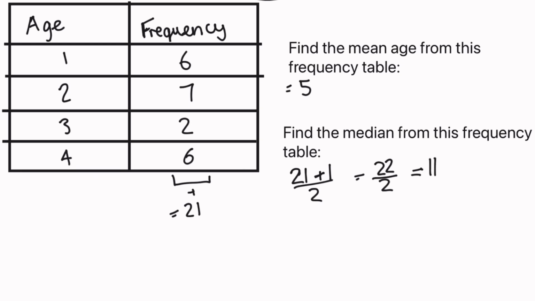Now we need to find out where we would find the 11th person in this case. In the first category, there are only 6 people, so it can't be in there. In the second, there are 7, but we have to add the previous category, which would make 13. Since 13 is greater than 11, the 11th person must be age 2, so the median must be 2.